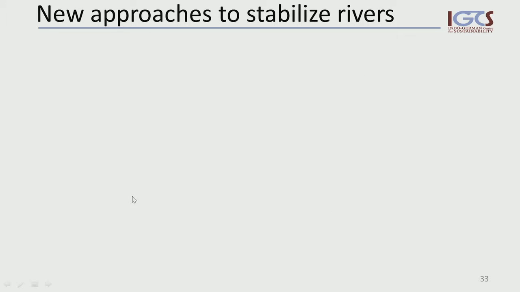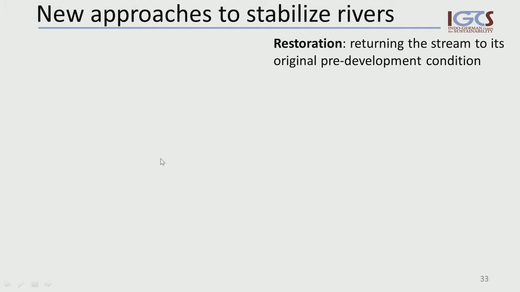Now, because of all this, there are new approaches to stabilize rivers, and we've mentioned the term before, river restoration. What restoration in the strict context means is to return the stream to its original pre-development condition. That's a very ambitious aim in most of the cases.